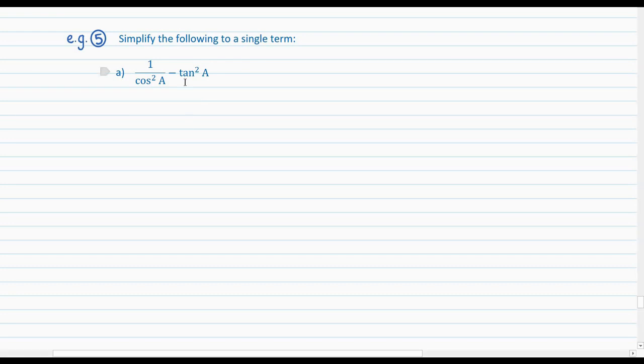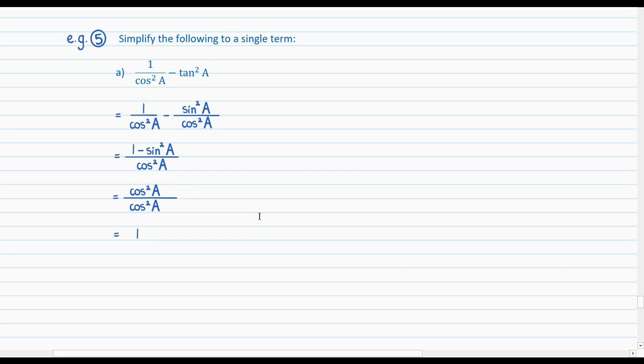So the easiest way would be by combining them as fractions with the same denominator. So since this has cos squared A in it, we can just rewrite the tan squared A as sine squared A over cos squared A, giving 1 over cos squared A minus sine squared A over cos squared A. And since these have the same denominator, you can combine them easily, giving 1 minus sine squared A over cos squared A. And from the square identity, 1 minus sine squared A is just the same as saying cos squared A. Since the numerator and denominator are the same, this just simplifies down to 1.